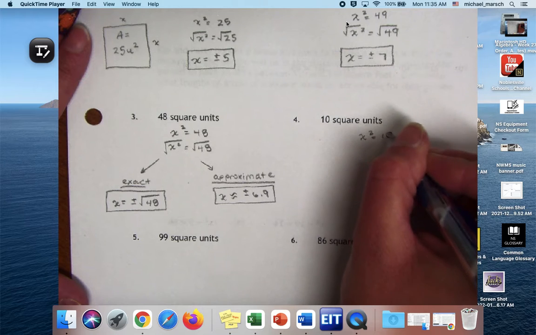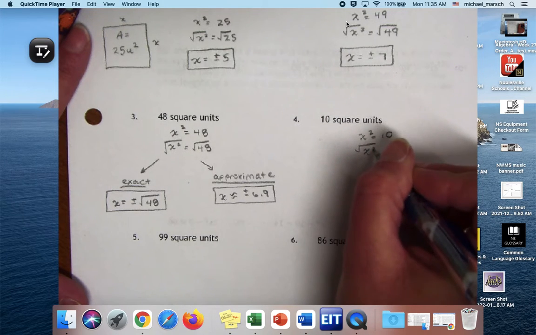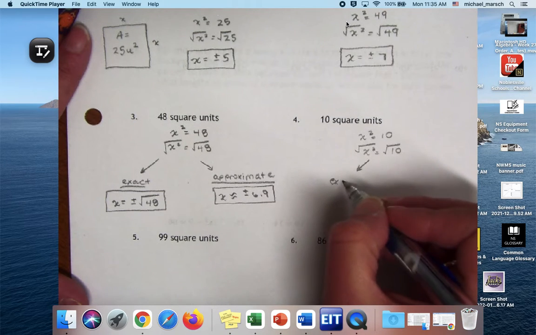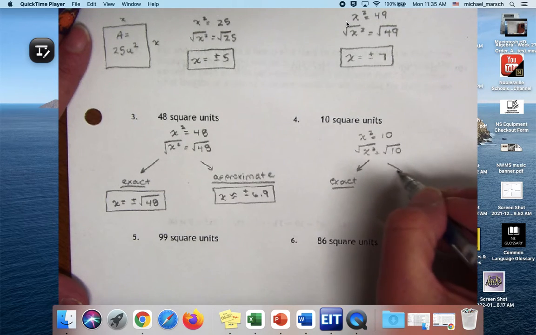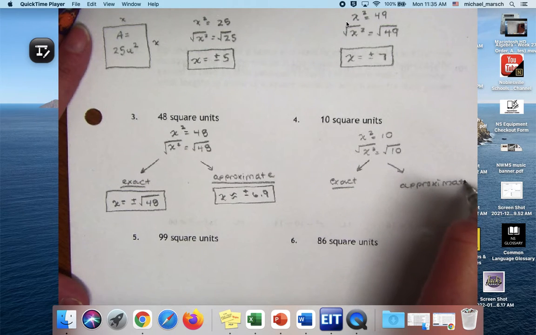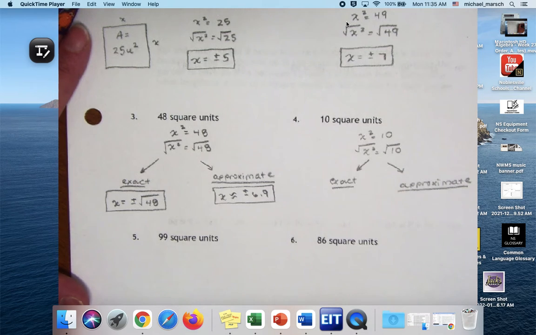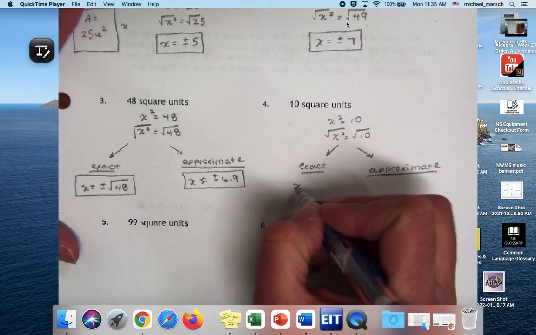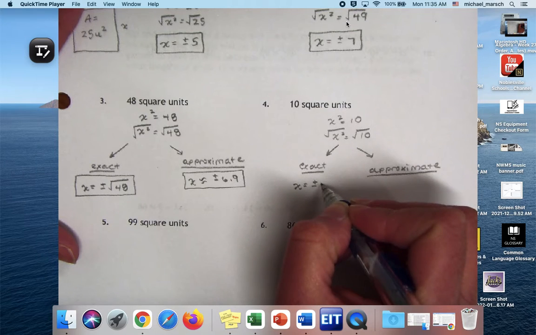x squared equals 10. So we're going to have two answers again, an exact and an approximate value. So x equals plus or minus square root of 10.